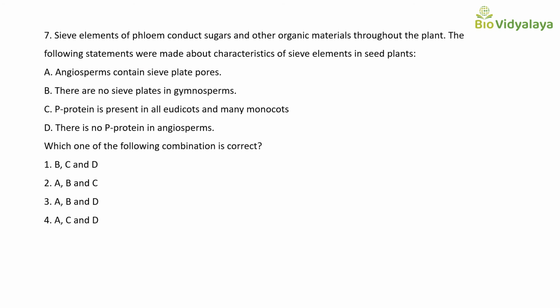Seventh question. Sieve elements of phloem contain sugars and other organic materials throughout the plant. The following statements were made about characteristics of sieve elements in seed plants. Statement A: angiosperms contain sieve plate pores. Statement B: there are no sieve plates in gymnosperms. Statement C: P protein is present in all eudicots and many monocots. Statement D: there is no P protein in angiosperms. Which one of the following combinations is correct?